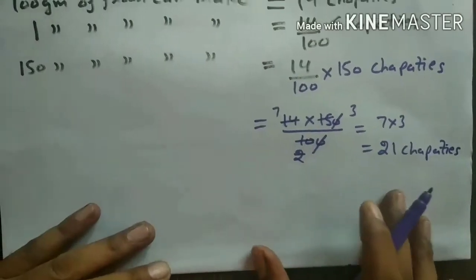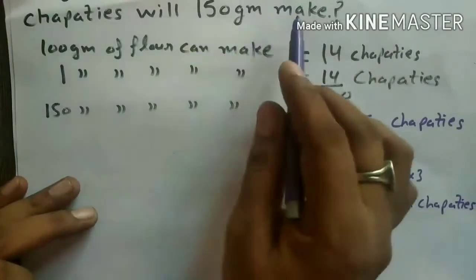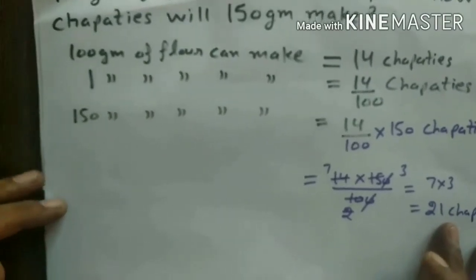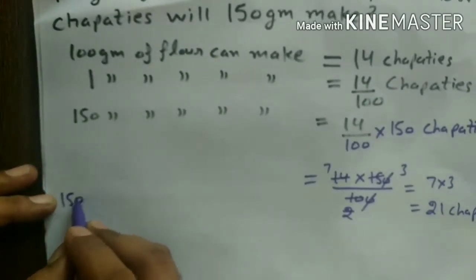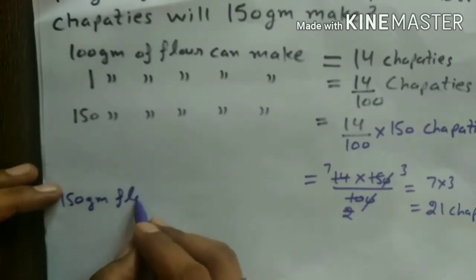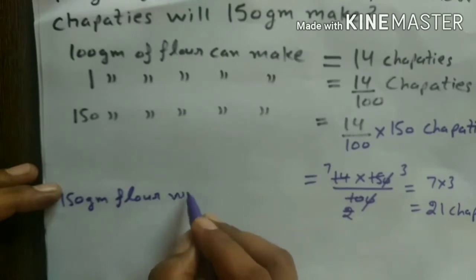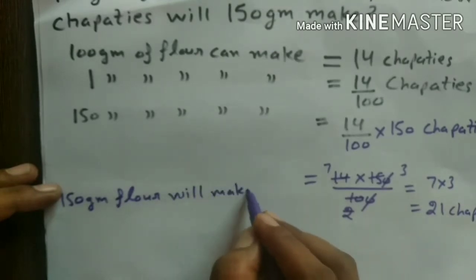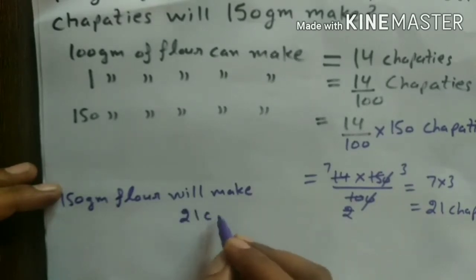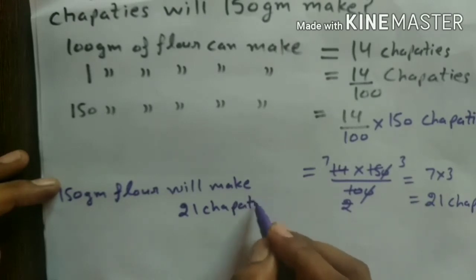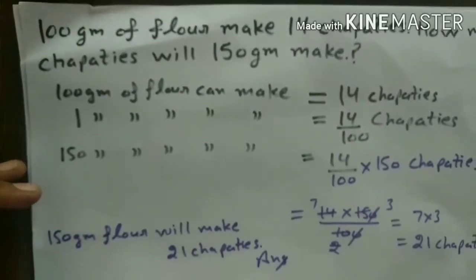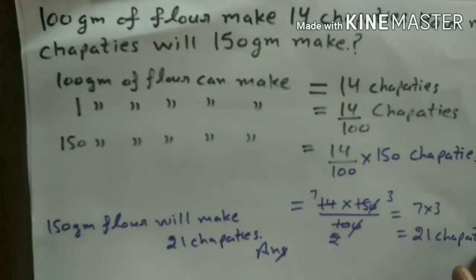So my answer is, 150 gram flour will make how many chapatis? 21 chapatis. So I will write 150 gram flour will make how many chapatis? 21 chapatis. This is the answer. So student, this was the unitary method.